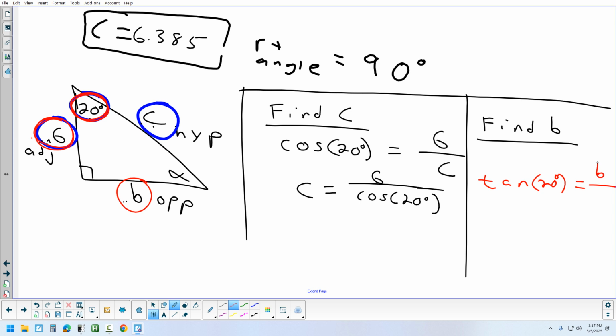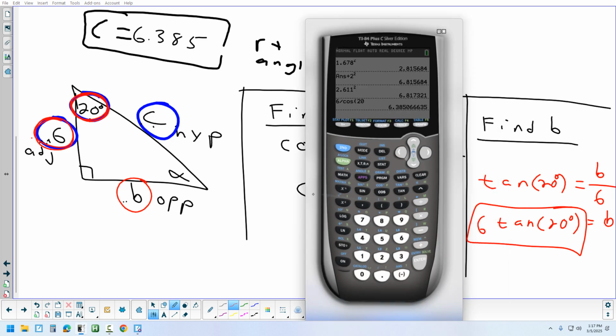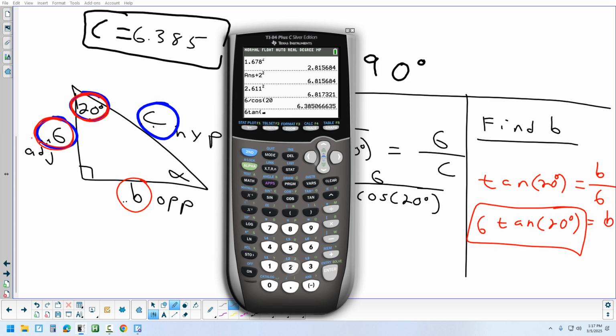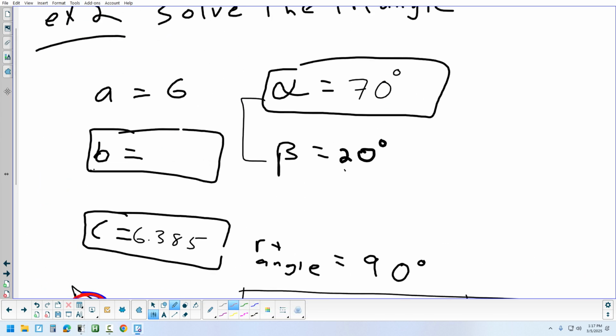So tangent 20 equals B over 6, and then times it by 6. This is the one where you want to times by 6. So 6 tan 20 equals B. All right. So type that in and see what we get. 6 tan 20. If we round that to 3 decimal places, what would it be? 2.184. Yes, good.